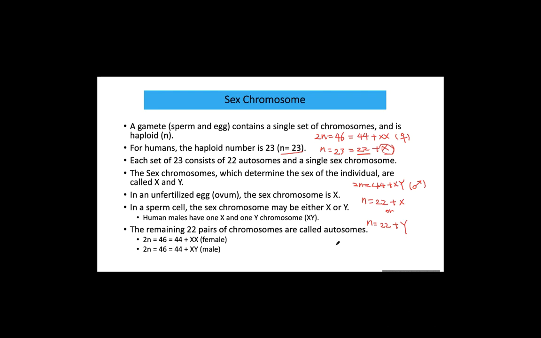Okay. So the remaining 22 pairs of chromosomes, what is this one called? Autosome. This one is called autosome, 22 pairs of chromosomes. So when you look at this configuration, these 44 are what? Autosomes. This part is the sex chromosomes. And this part is autosomes.